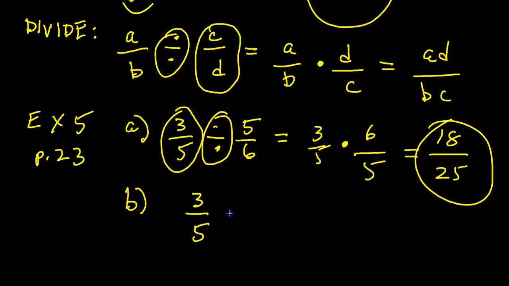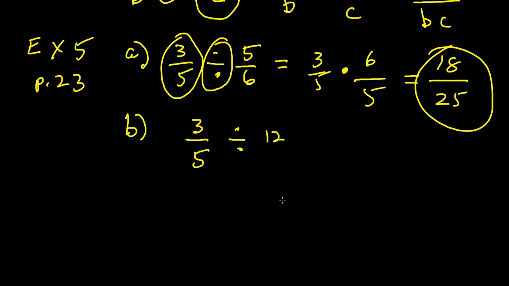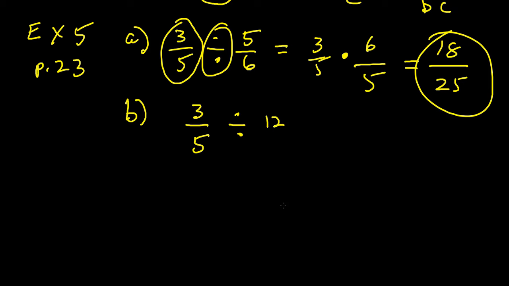3/5 divided by 12. Well, what are we going to do here? 12 isn't a fraction. Well, I can write it as a fraction. I can write it as 12 over 1, could I not? All right, and now we've got 12, the whole number 12, in the form of a fraction, and I'll do the same rule.